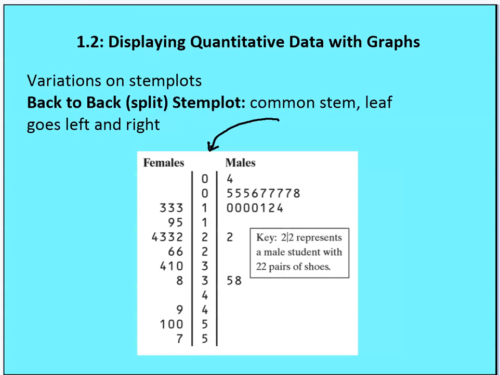All right, next is back to back split stem plot. So I have females and males. So the first digit is here, and then the second digit is to the right, and then to the left for females. So right for males, left for females. So this is a back-to-back stem plot. So in this case, I have 4 would be the first number for pairs of shoes for males, and then 13 3 times for females. So you're reading right to left for females in this case.